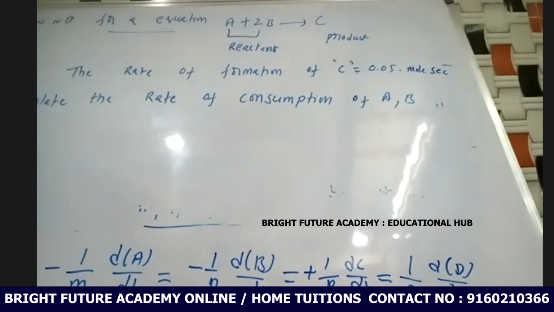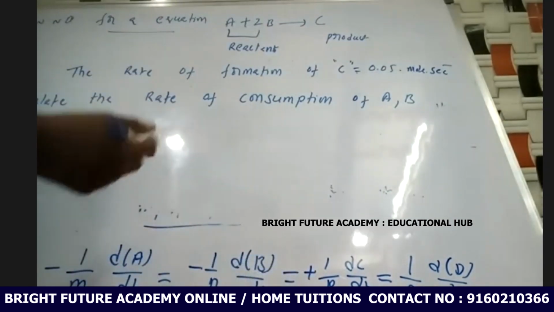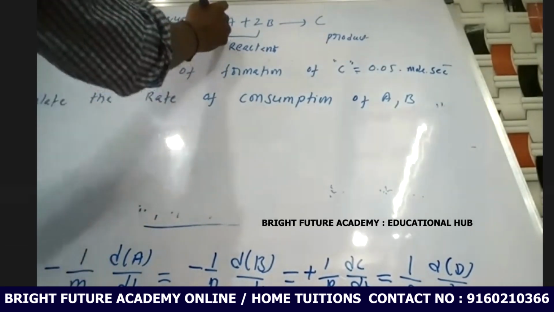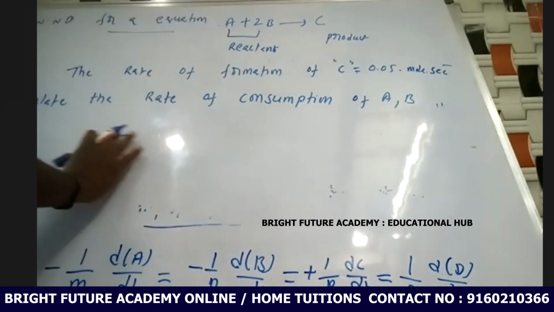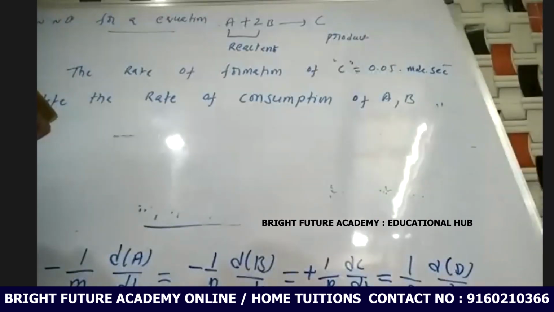So based on the equation and the general equation given, tell me the A value and B value. First of all, you have to convert the equation into rate of reaction. What is the A value? A is equal to 1. B is equal to minus 2.